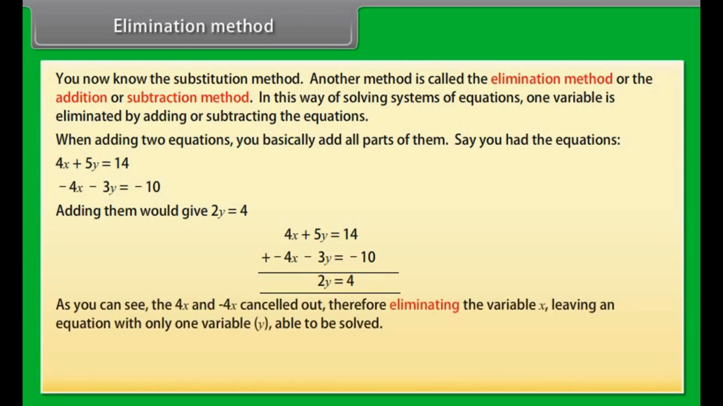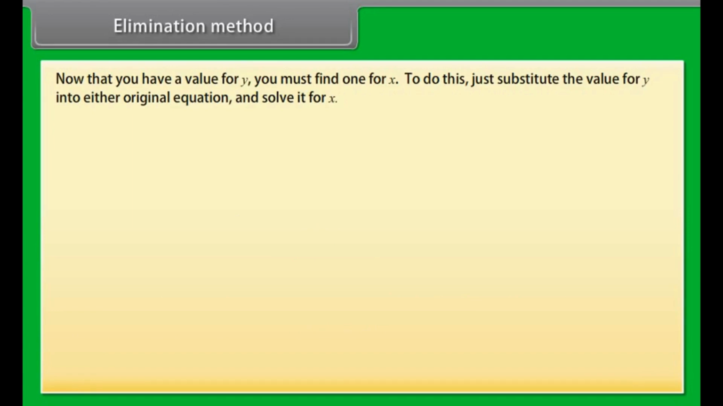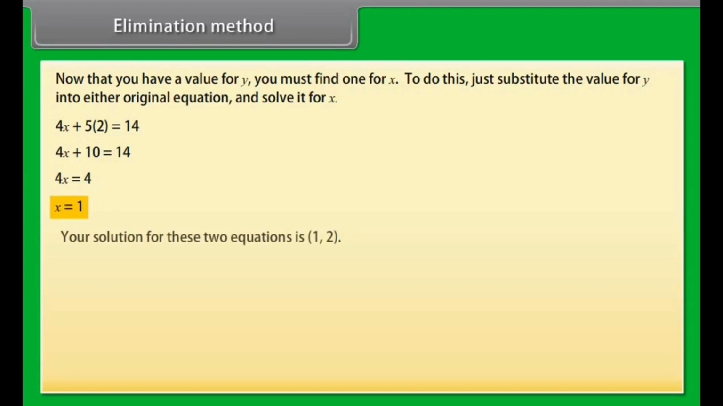As you can see, the 4x and minus 4x cancelled out, therefore eliminating the variable x, leaving an equation with only one variable y able to be solved. 2y is equal to 4. y is equal to 2. Now that you have a value for y, you must find one for x. To do this, just substitute the value for y into either original equation and solve it for x. 4x plus 5 into 2 is equal to 14. 4x plus 10 is equal to 14. 4x is equal to 4. x is equal to 1. Your solution of these two equations is 1, 2.